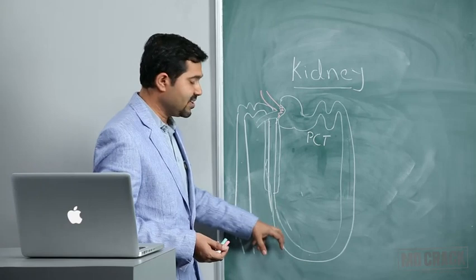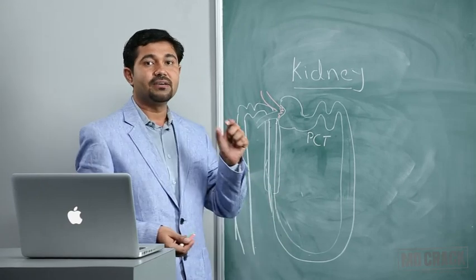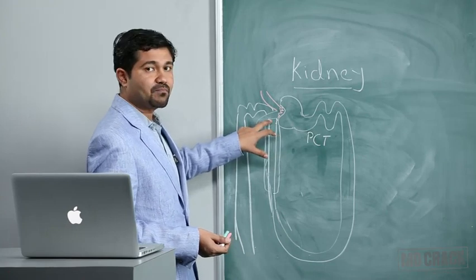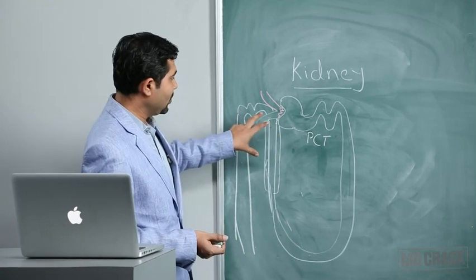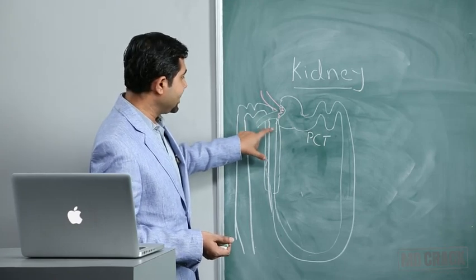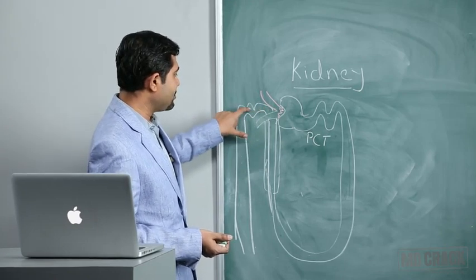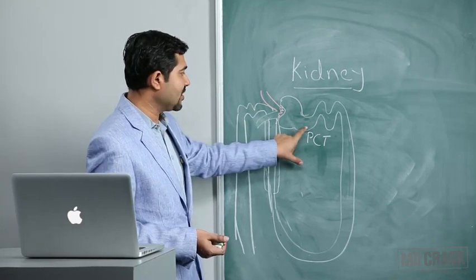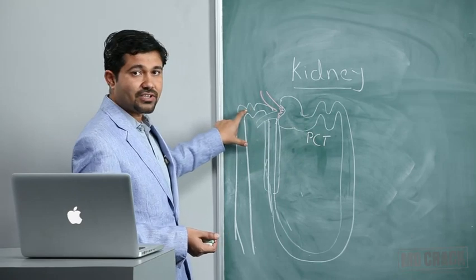Whereas the cells in the thin ascending limb will be flat ones, right? So this is called the thick ascending limb. And now you have to carefully look at this structure. The part of the ascending limb where it starts is called the distal convoluted tubule. So this is the proximal convoluted tubule, this is the distal convoluted tubule.